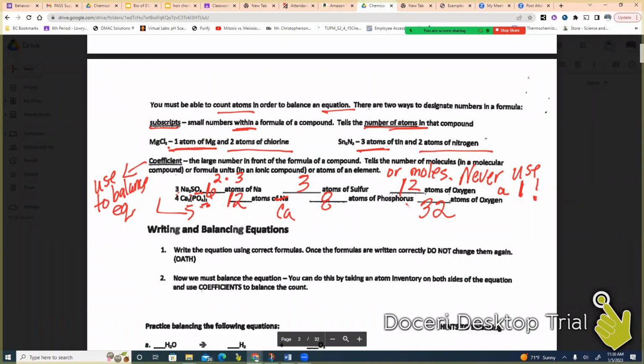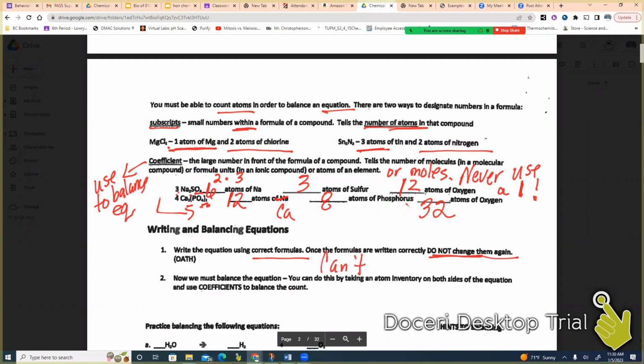All right. So whenever you're balancing an equation, you need to do your atom inventory. You need to have the correct formula. We're going to start off and you're going to have the formulas, but starting next week, you'll have to write the formulas. That's why we did the little nomenclature review. Once the formulas are written correctly, do not change them again.